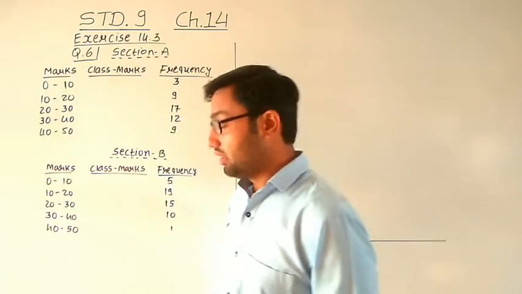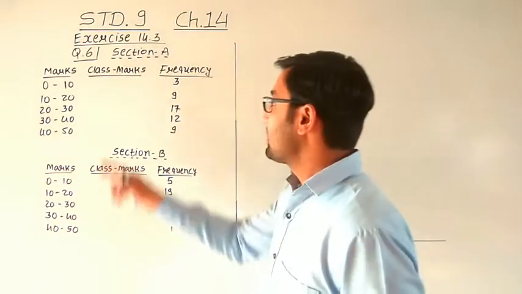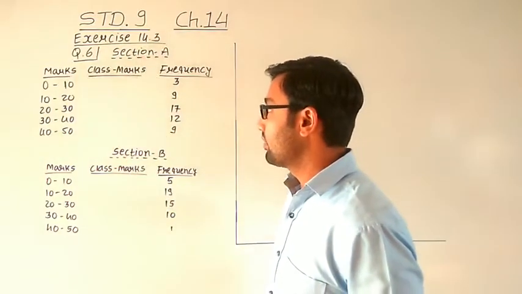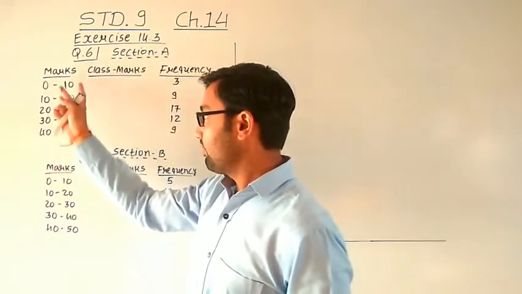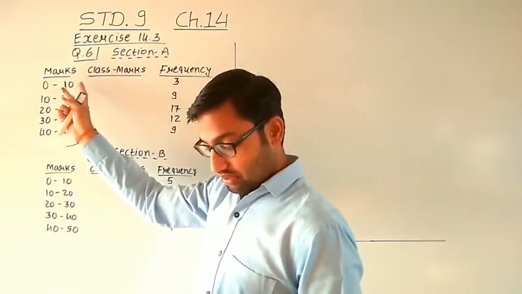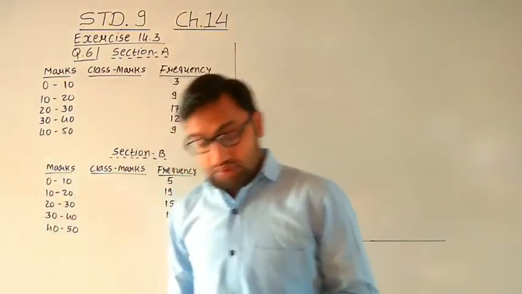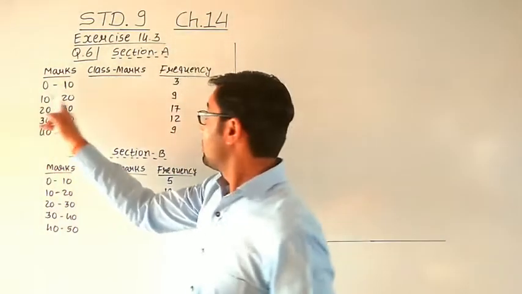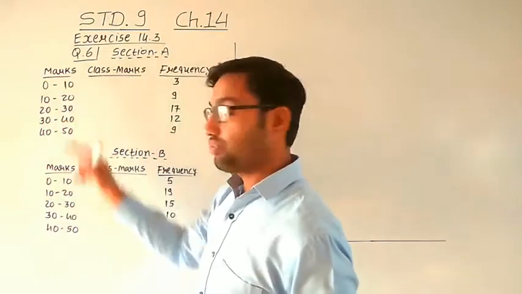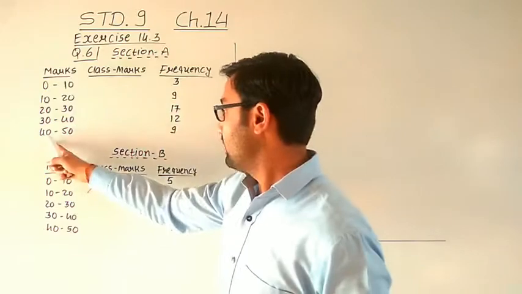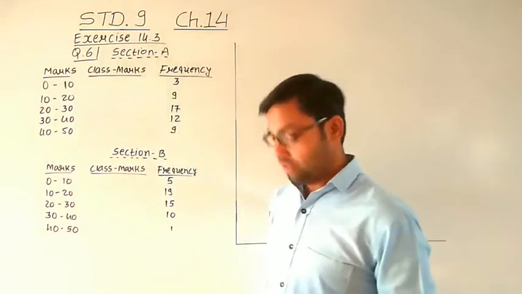In the table, there are two groups, two sections, section A and section B. These are the marks given in the data, and this is the frequency, right? So there are 3 students who got marks between 0 to 10, 9 students between 10 to 20, and accordingly we have given the values. In the same way, in section B also we have given the values.